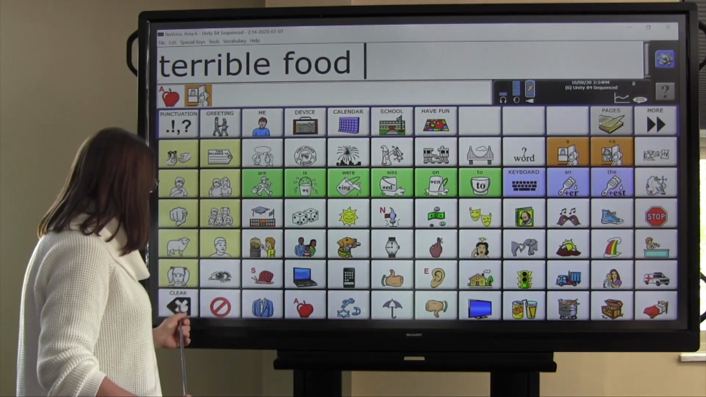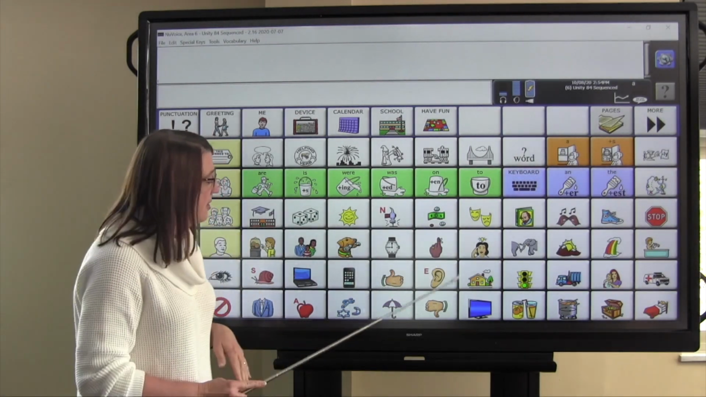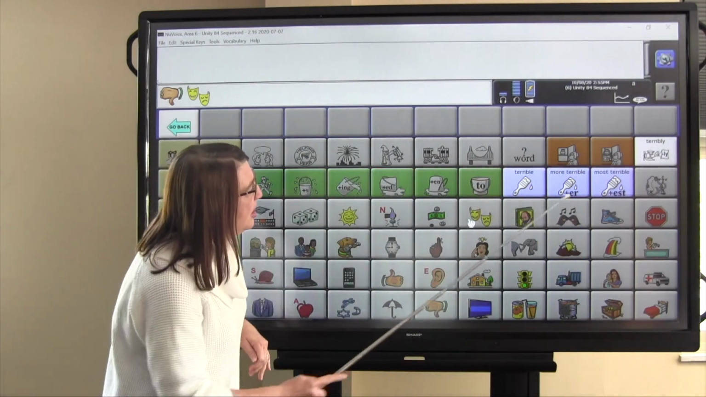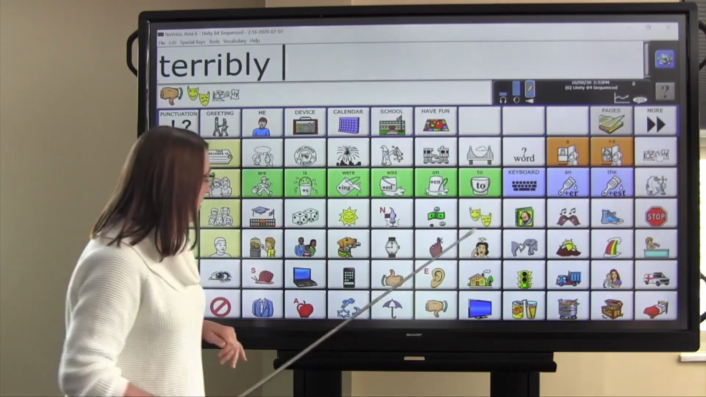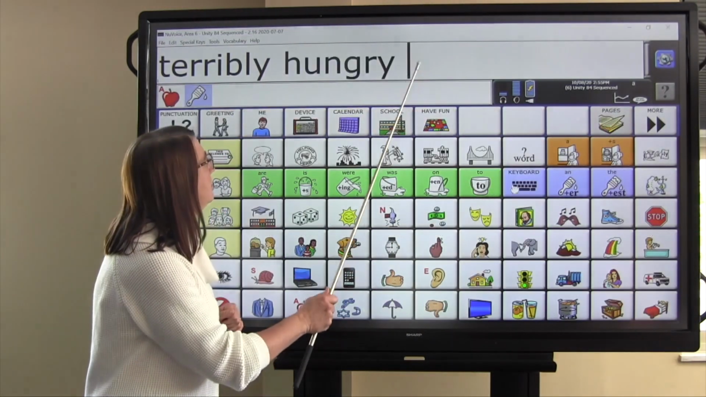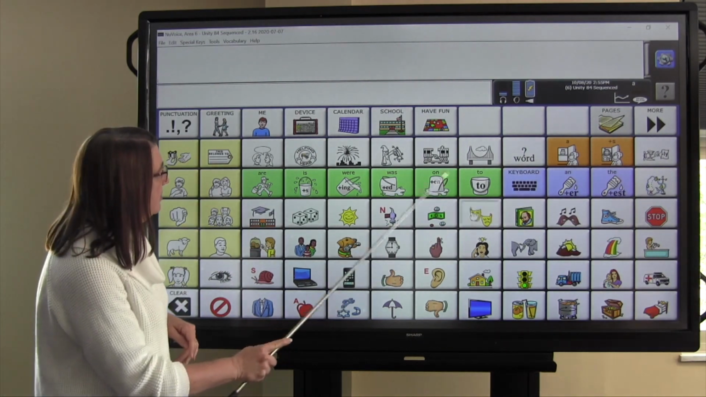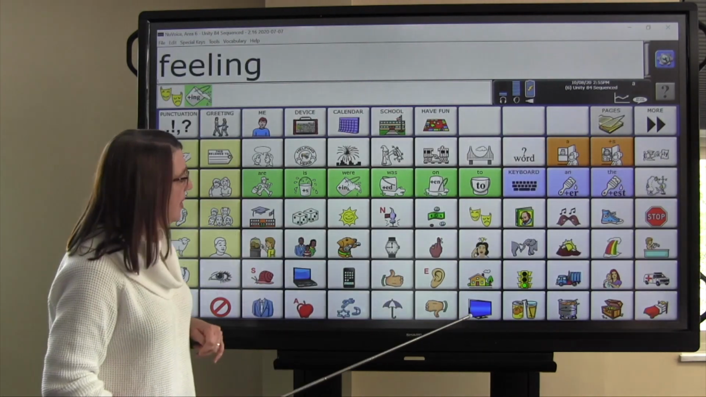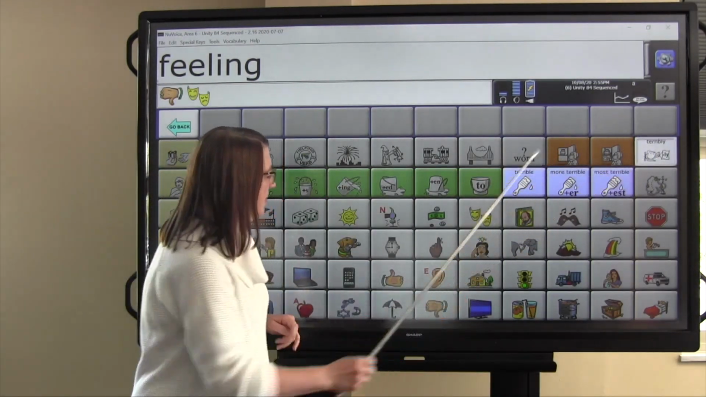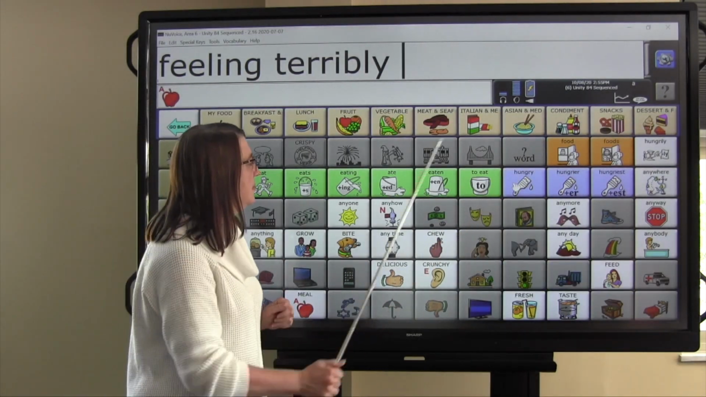And then food is going to be adjective plus noun. Food. Or if you haven't eaten in a while, you could feel terribly hungry. So thumbs down plus the feelings key plus our adverb. Terribly. Feeling terribly hungry. Hungry. In fact, let's do the whole sentence. Let's say feeling terribly hungry.